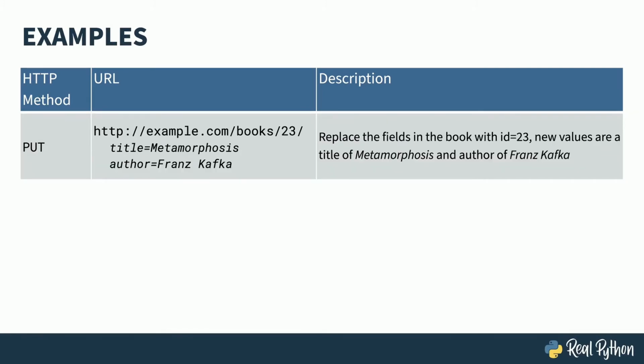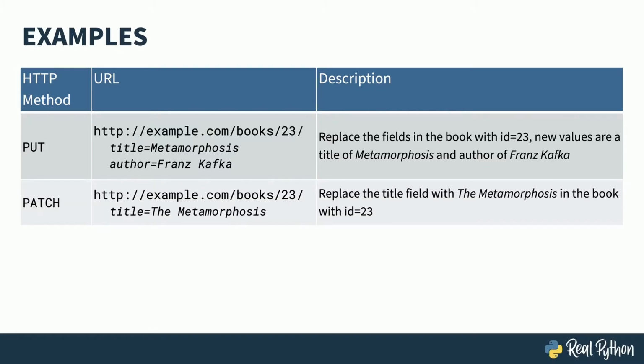Post goes just to books. Put goes to a specific book, in this case, book number 23, the book that was created in my last example. Similar to post, you specify fields, the title and the author. In this example, the title is the same as that which was created in the previous one, but the author's been changed. Because it's a put, I have to specify all of the fields.